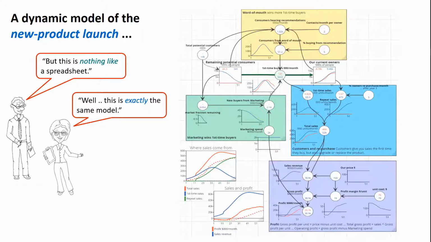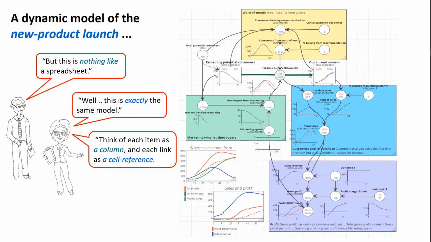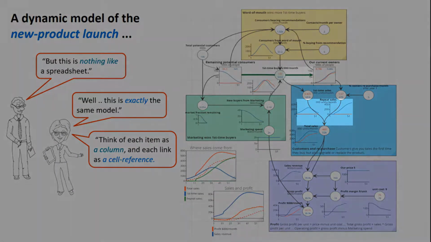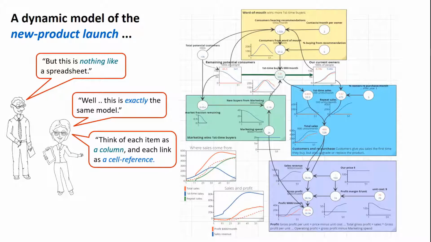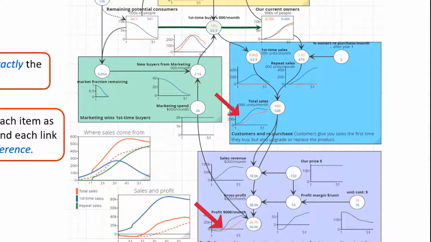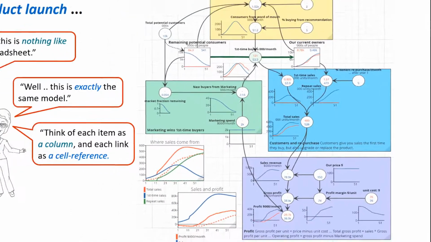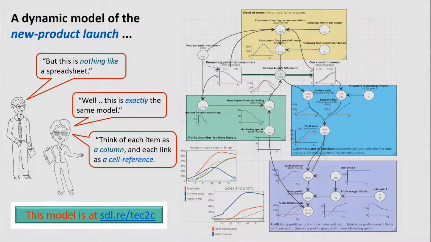And the way you should think about this, Alan, she says, is just think of each item on this picture as being one of those columns in the spreadsheet, and the link arrows that you can see are like the cell references that tell you what to calculate from what else. But you'll see there's a lot more intuitive information here. You can see how all of the values of all the variables are changing over time. And you can go and get this model from the link shown here, sdl.re/tech2c. And as I say, it is exactly the same model as we just saw on the spreadsheet.